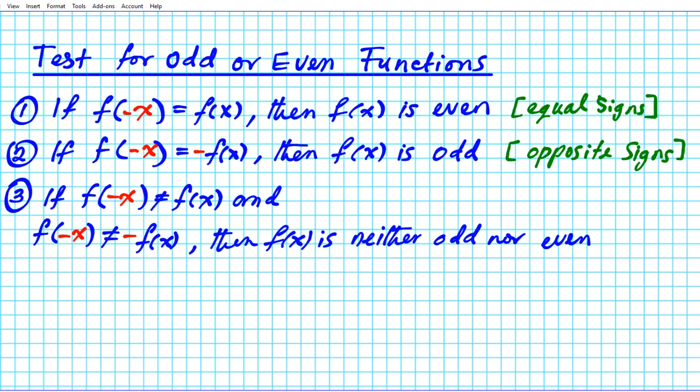Okay? In this scenario, think about mixed signs. What do I mean by mixed signs? Some of the signs are the same as the original, and some of the signs are the opposite. So if you have a scenario like that in any one problem, then that function is neither odd nor even. Alright, let's try out some examples.